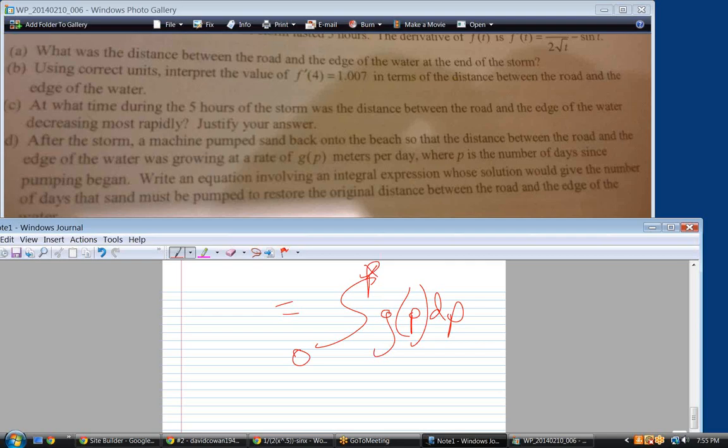Write an equation involving an integral expression whose solution would give the number of days that the sand must be pumped to restore the original distance. Well, that would be P. What was the number we came up with as to how much distance was eroded away in 5 hours? The total distance that was eroded was 26.49 meters. Was taken away?